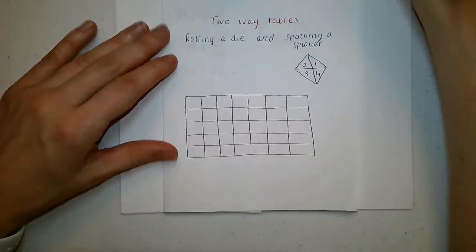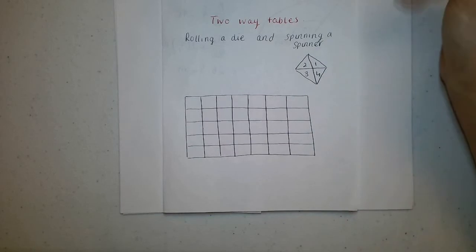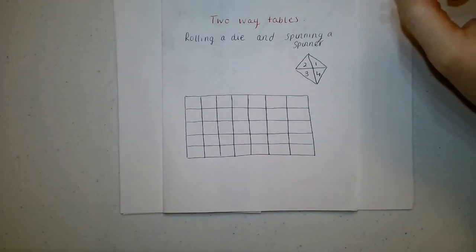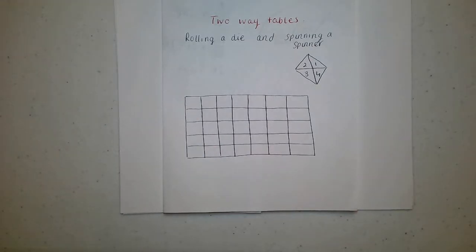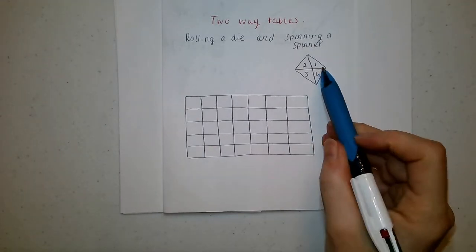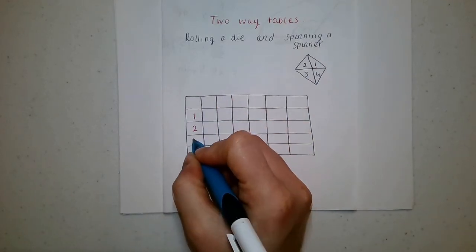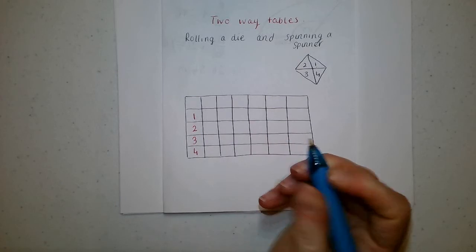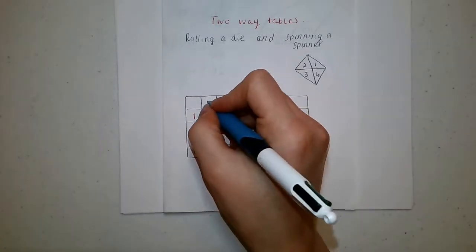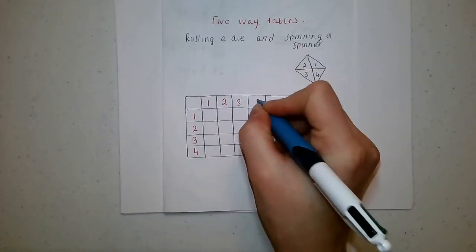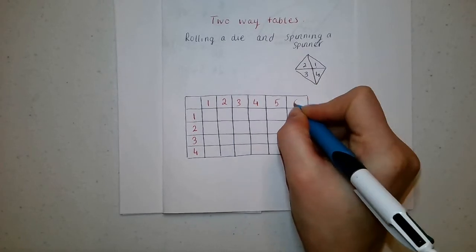Next up, we're going to move on to two-way tables. The example that I've given here is rolling a die and spinning a spinner. A die is just a singular die. Okay, so what we're going to start off with is drawing our table. I have 4 options for the spinner, so I can land on 1, 2, 3 or 4. So I'm going to put those into the table. So 1, 2, 3 and 4 goes here. And rolling a die, that goes up here. The outcomes are 1, 2, 3, 4, 5 and 6.